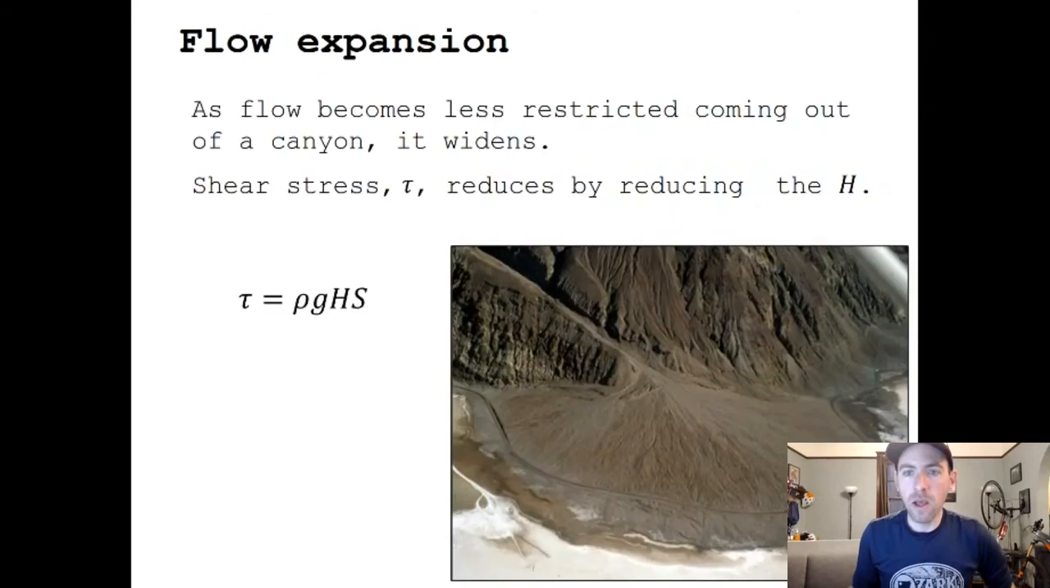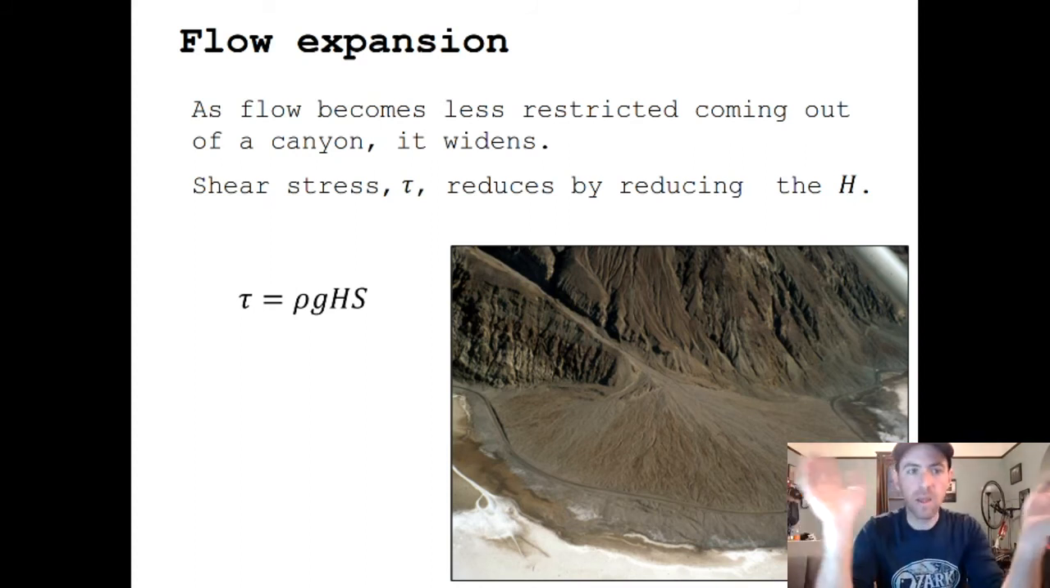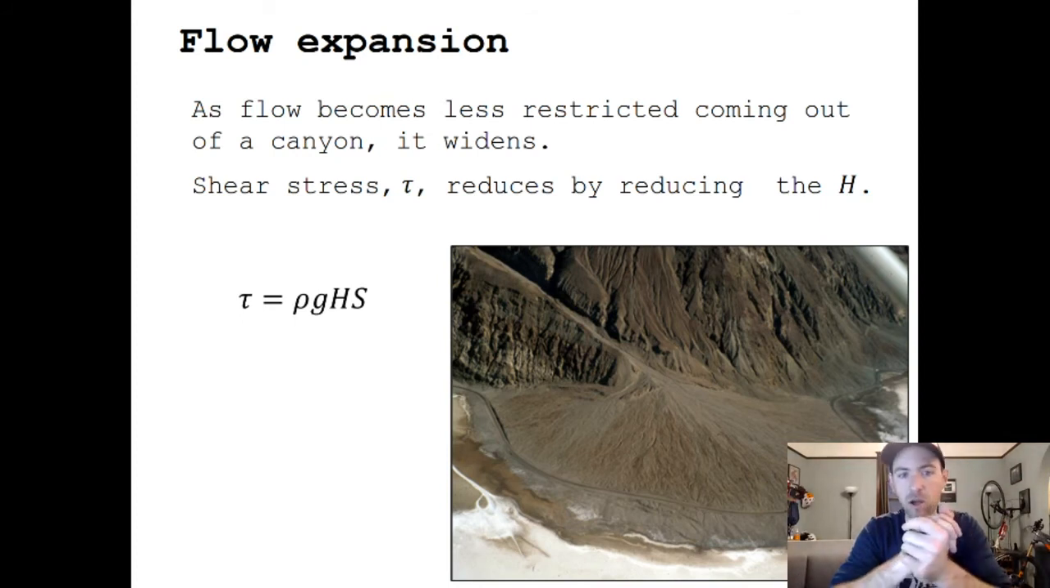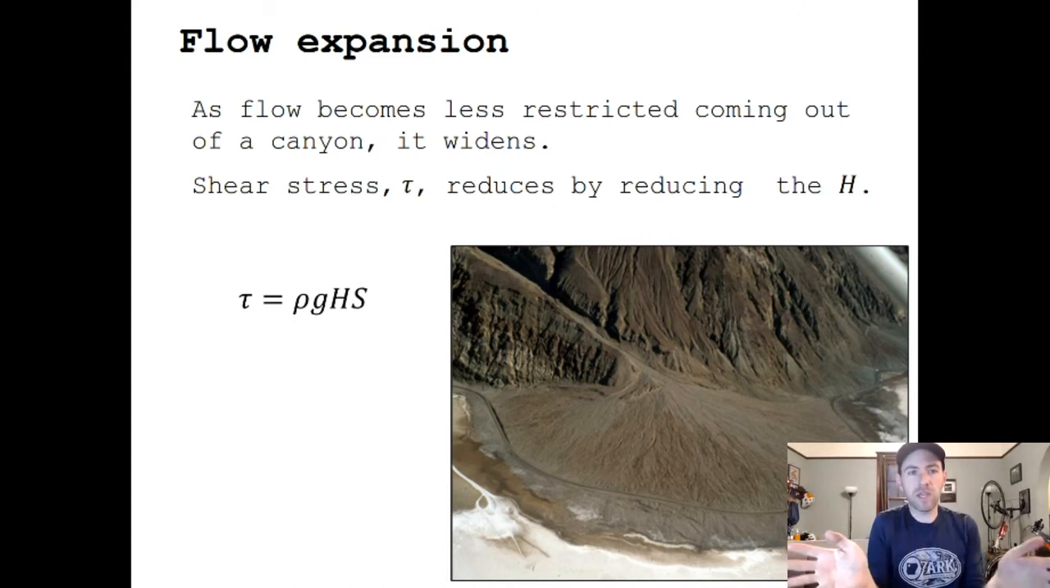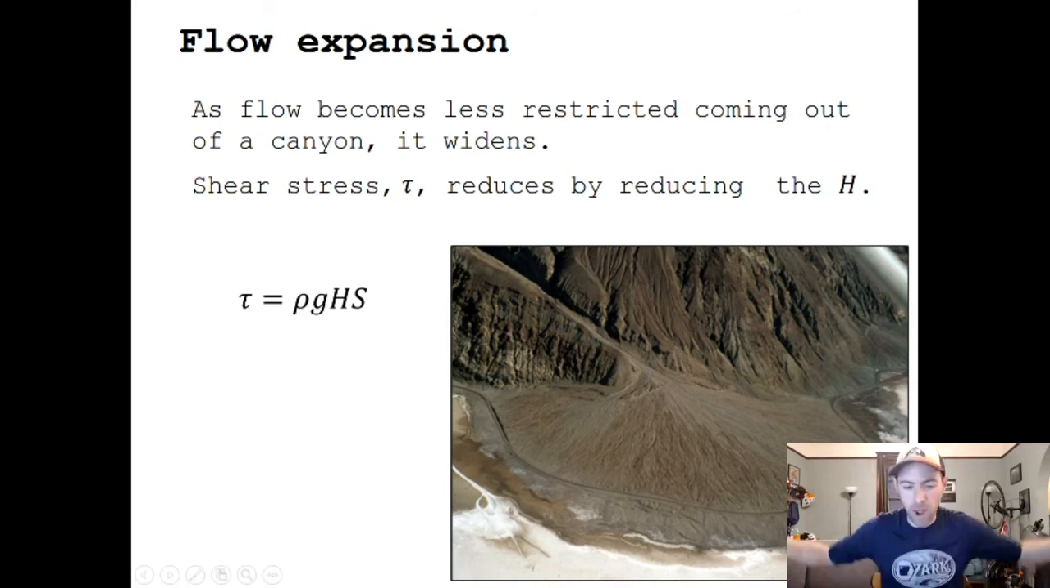Okay. And so, as I mentioned at the beginning, one of the things that occurs as you move down system, or as the fan opens up into the valley, is you get what's called flow expansion on the fan surface. So as the flow becomes less restricted as it leaves the canyon, it can widen. It widens not just by actually widening the channel, as you can see right here, but it widens also by splitting into multiple channels, right?